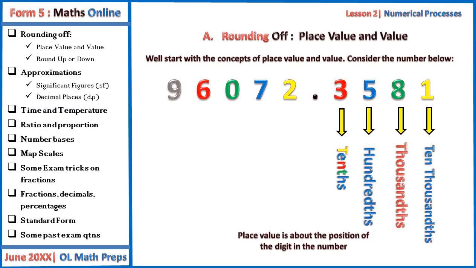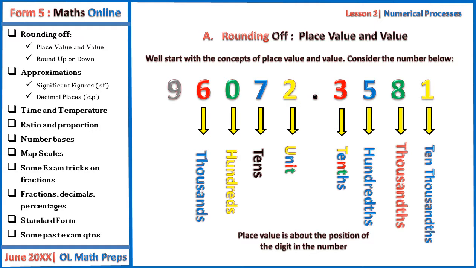We can now move to the left hand side of the decimal point or the marker. The digit or position immediately before the decimal point or marker is a unit or whole number. Then 7 occupies the position of tens without the th, tens. 0 occupies the position of hundreds, 6 the position of thousands, and 9 the position of 10,000s.